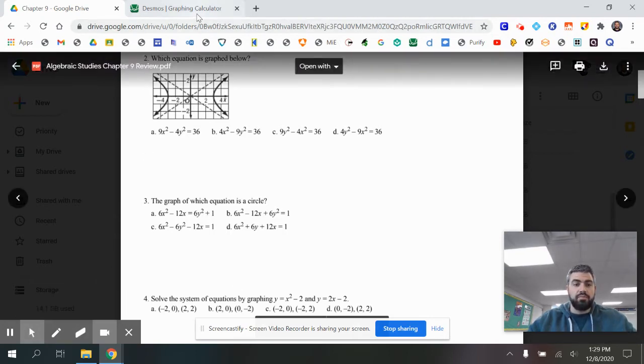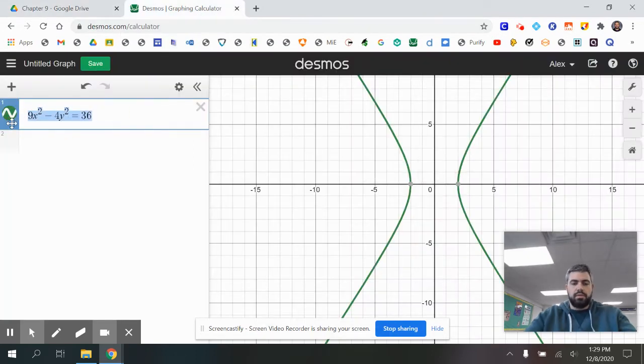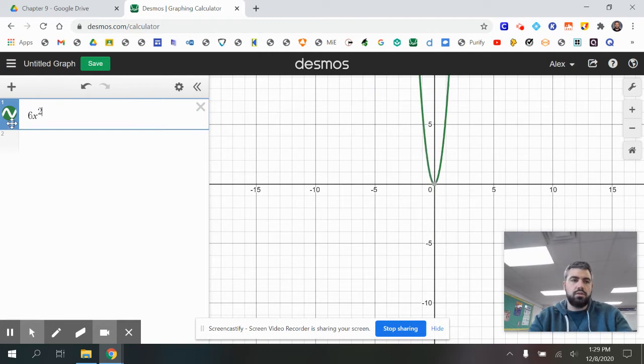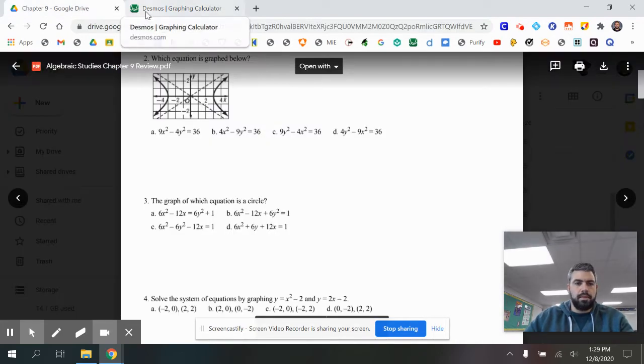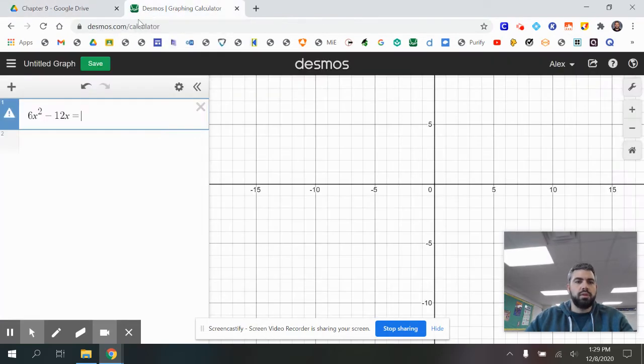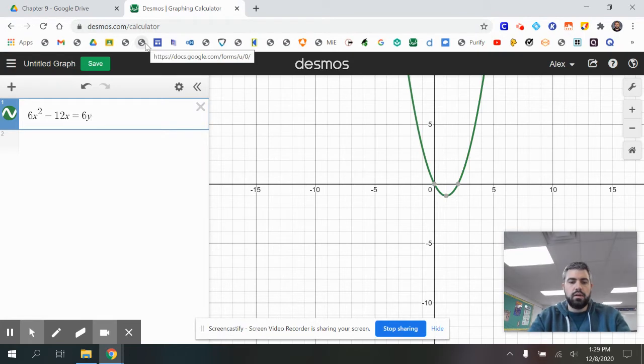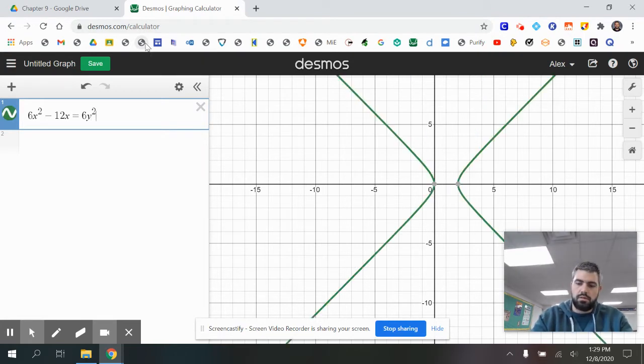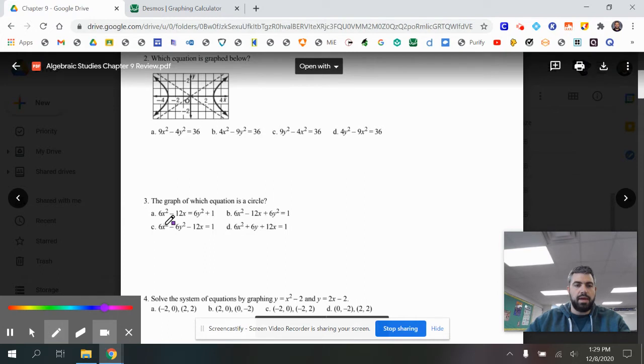So let's start with A, which is 6x squared minus 12x equals 6y squared plus 1. I graph this and I say, okay, well, that's a hyperbola. That's not a circle, so it's not going to be A. Right, so automatically we know it's not A.